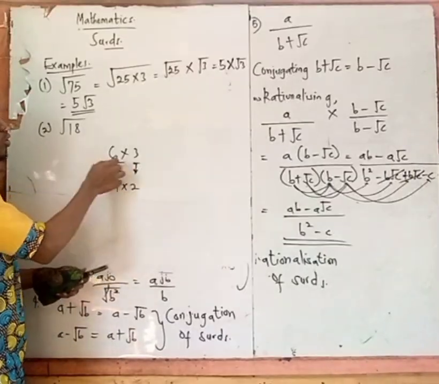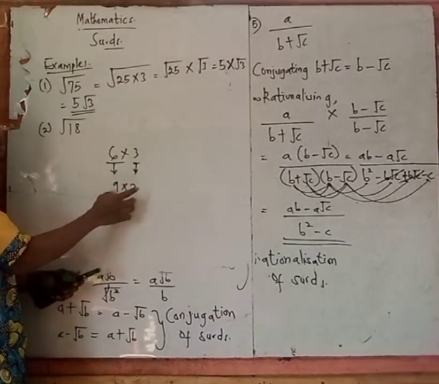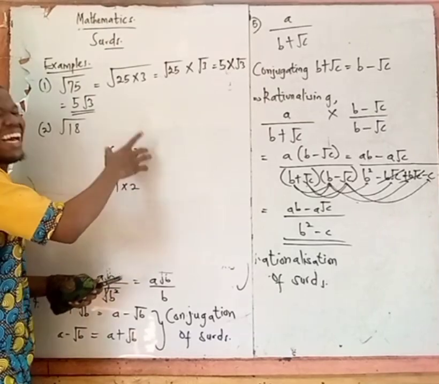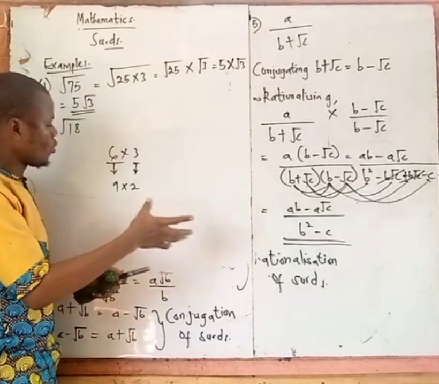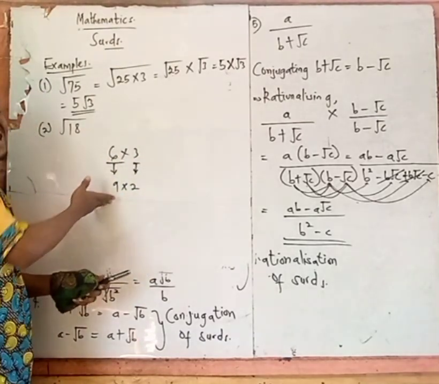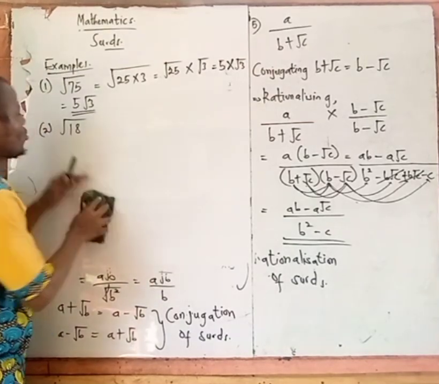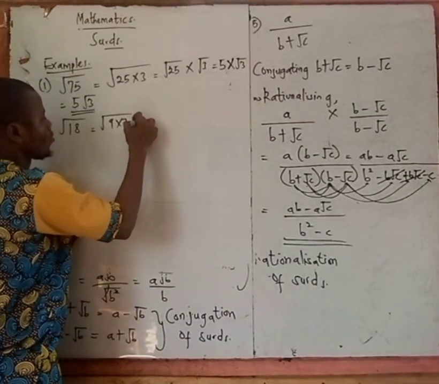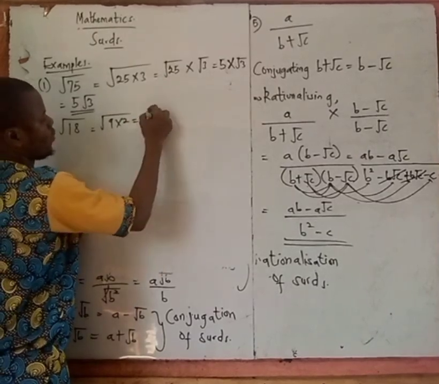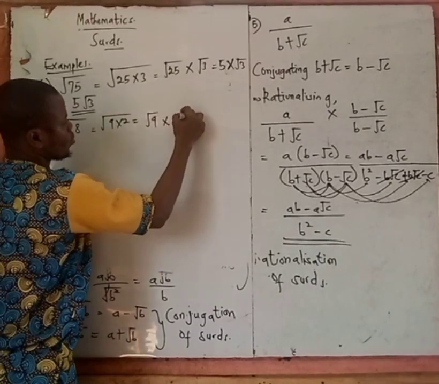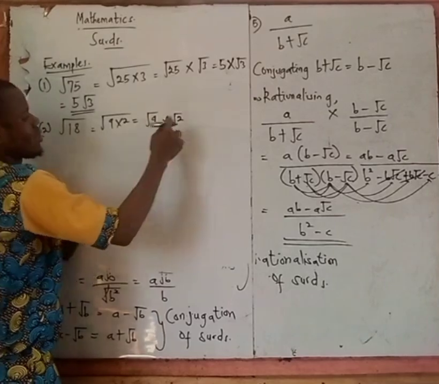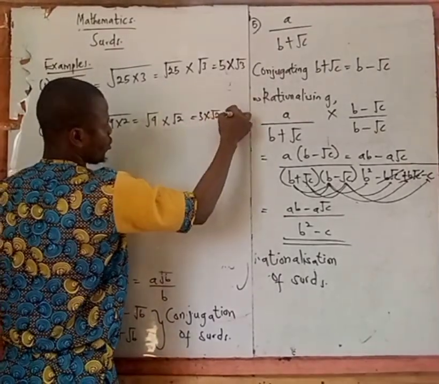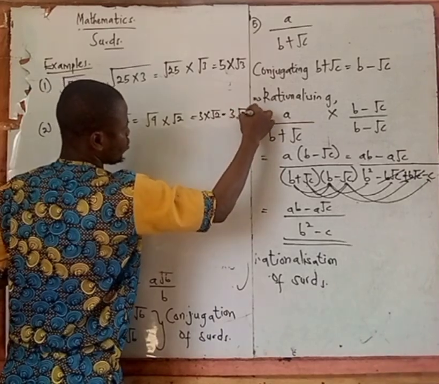So it's better for us to use 9 times 2 than 6 times 3, because both of those numbers are not perfect squares, but in this case one of them is a perfect square. So we are going to use 9 times 2. So we are going to have square root of 9 times 2, which gives us root 9 times root 2. Root 9 is 3, so 3 times root 2 gives us 3 root 2.